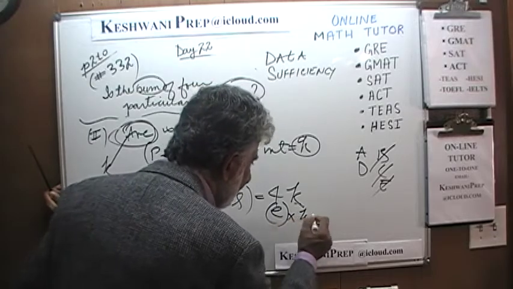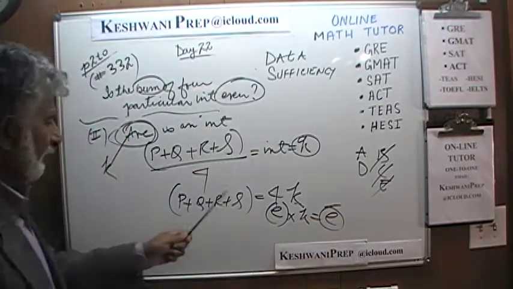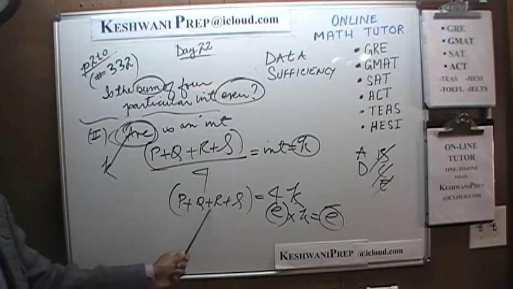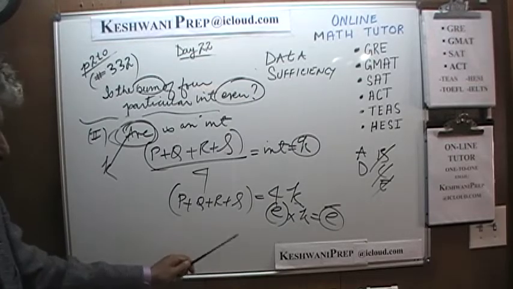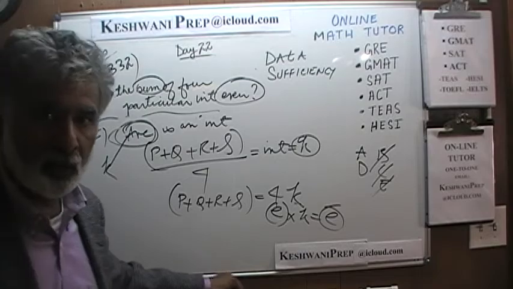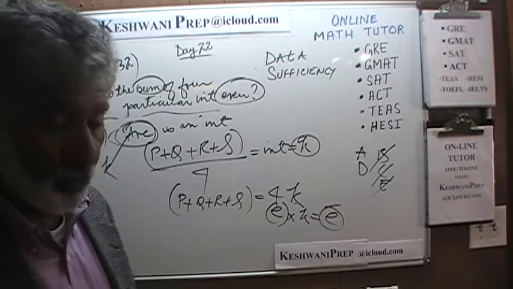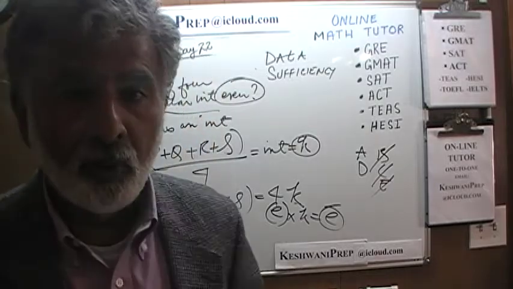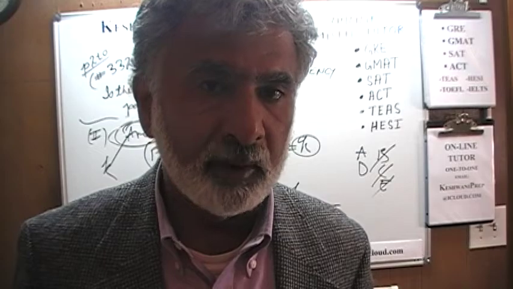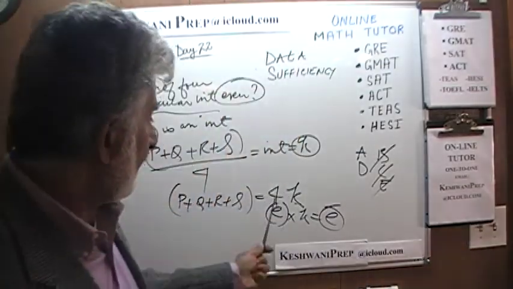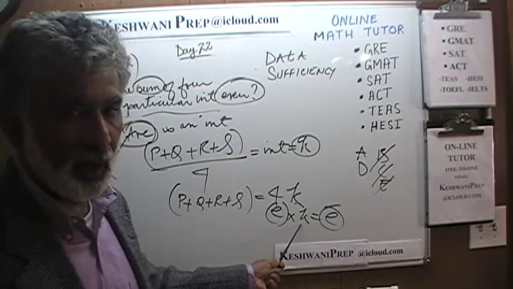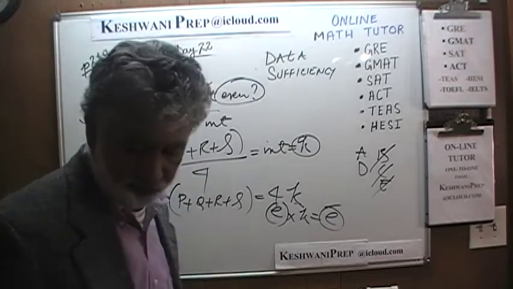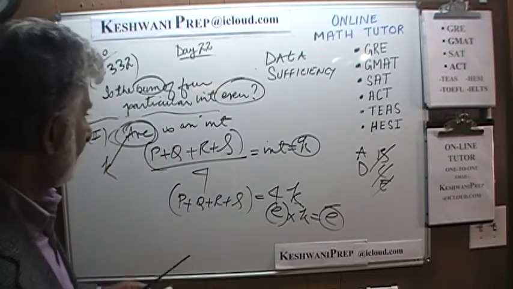Any number times an even would still be even, and that represents their sum, P plus Q plus R plus S, which is 4 times some integer. It makes absolutely no difference what that integer is, whether that K, the average, is even or odd. It makes no difference because we are multiplying by 4. And therefore, even times either even or odd would be even. So the answer is yes. Their sum is even.